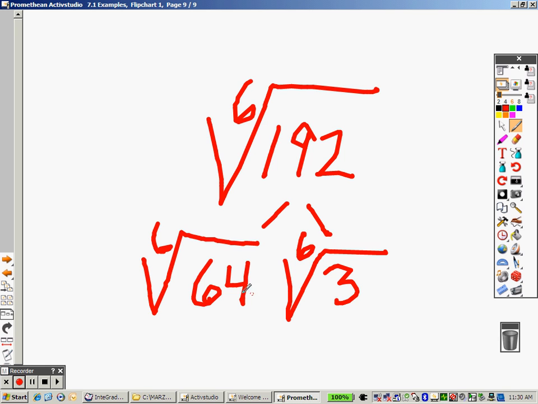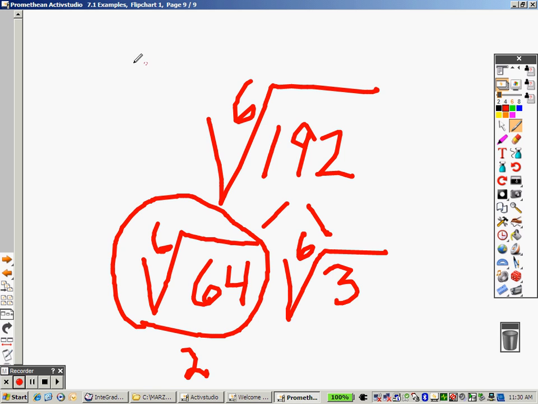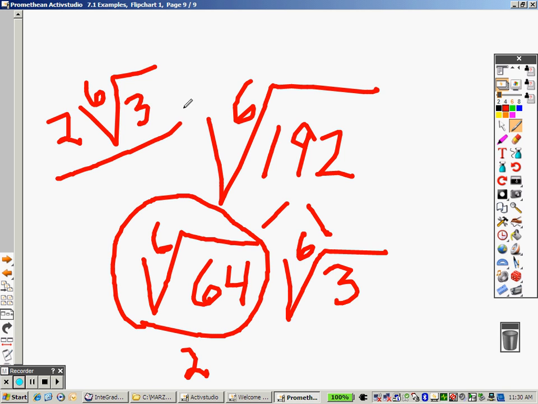The reason why I can do that is this right here, the sixth root of 64, that is a number. And that number is a 2. That simplifies to a 2. So really your answer to that problem is 2 times the sixth root of 3. Okay, so sometimes you have to check to see if a number does go into this.